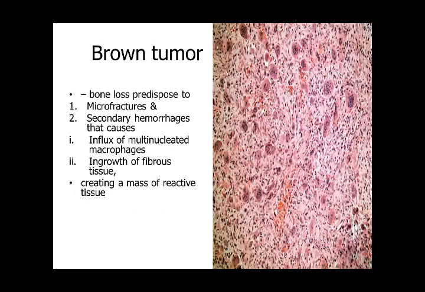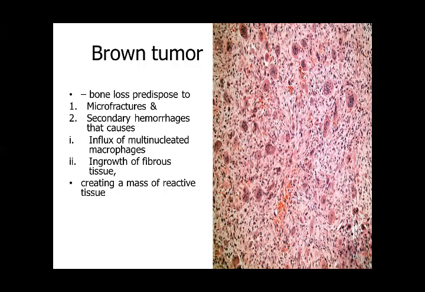Bone loss predisposes to microfractures and secondary hemorrhages that cause an influx of multinucleated macrophages and ingrowth of fibrous tissue, creating a mass of reactive tissue. You see a lot of fibrous tissue and large macrophages in the micrograph, right? So you see a large amount of macrophages and you see fibrous tissue.